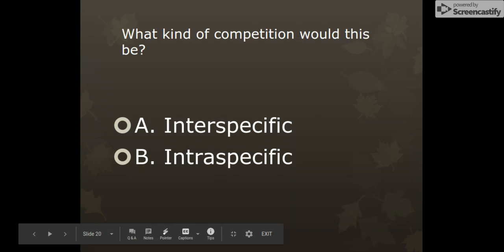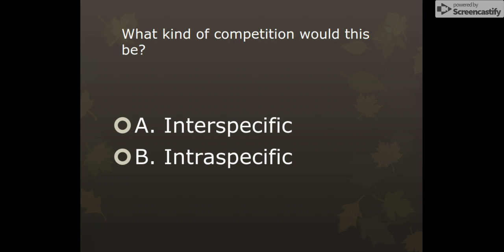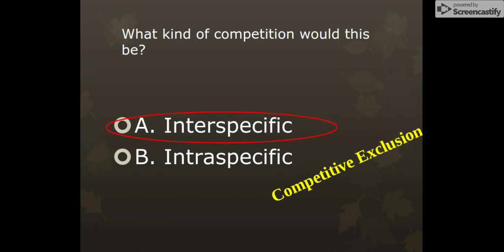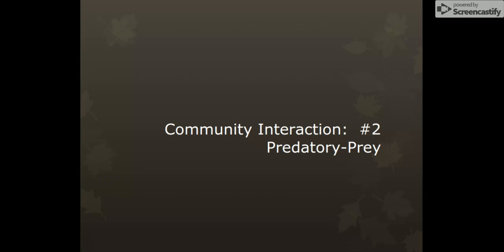Okay, and so what type of competition is this? Well, we've got penicillium and we've got the bacteria. They are different species, so this is interspecific as well, leading to competitive exclusion. The bacteria can't compete anywhere around this penicillium. Okay. So that was competition, our first community interaction.